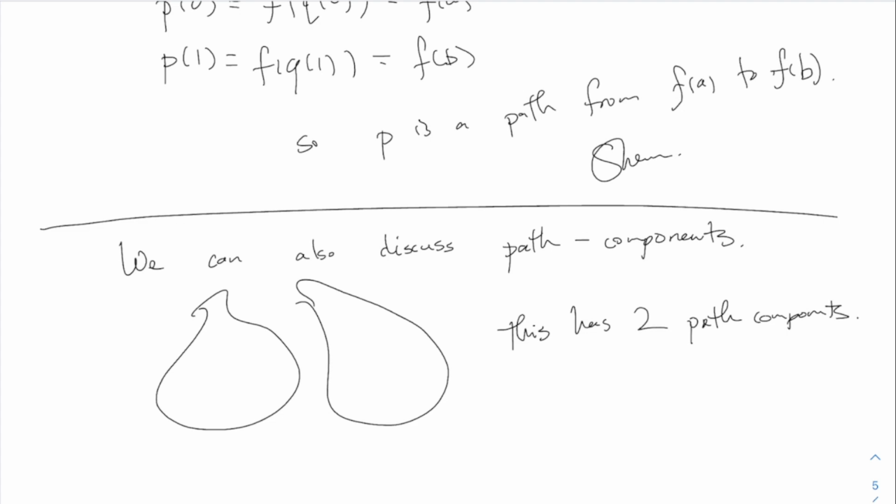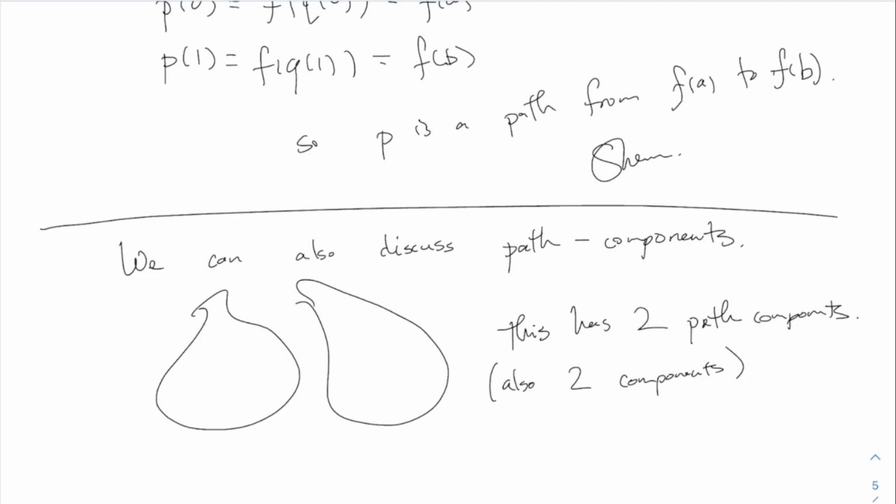The one on the left and the one on the right are different components because you can't get from a point on the left to a point on the right along a path. So that one has two path components. I will say it also has two ordinary components, although that means something different. Path components means the points over here cannot be joined by a path to the points over here, whereas when I say those are two different components, it means there's a separation that separates one from the other.